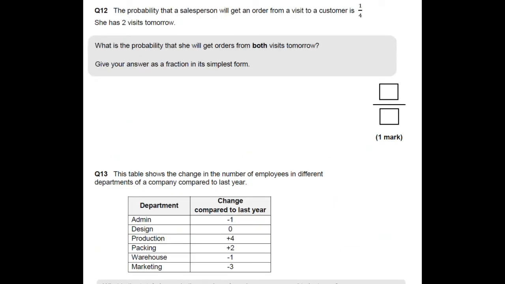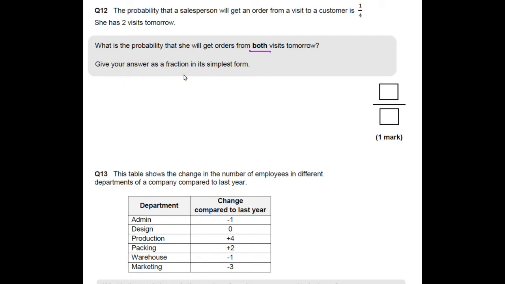Question 12. The probability a salesperson will get an order from a visitor to a customer is 1/4. She has 2 visits tomorrow. What is the probability that she will get orders from both visits tomorrow? Give your answer as a fraction in its simplest form.